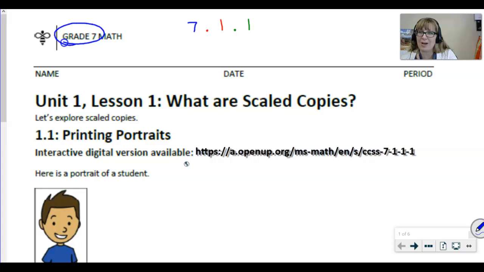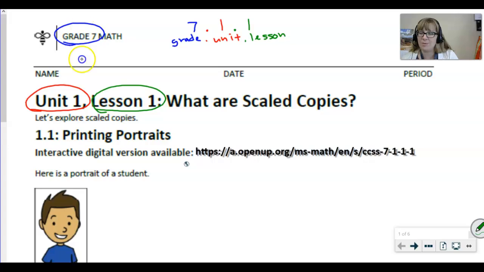This is grade 7. That's where the 7 comes from. That's your grade or the math level that you're in. The next is the 1 because that references the unit. This is Unit 1. And finally, we finish up with the 1 because that is the lesson. So Unit 1, Lesson 1 in Math 7. So 7.1.1 means you're in grade 7. We find that information here looking at Unit 1, Lesson 1.